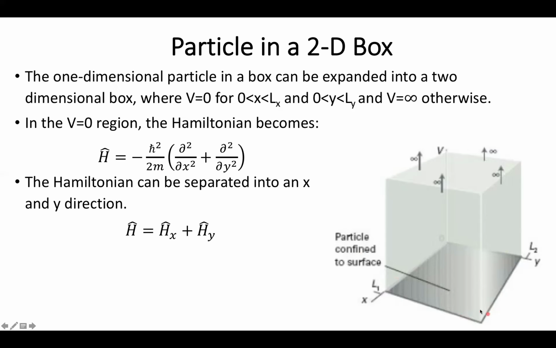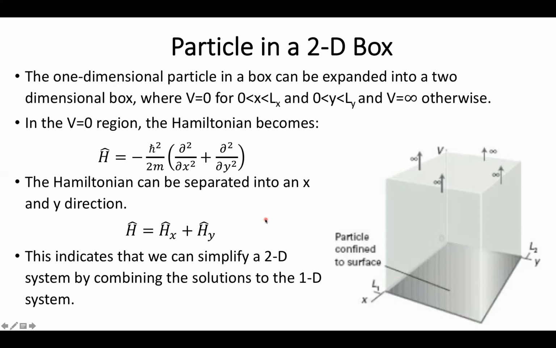Now, one of the biggest benefits of being able to separate out this Hamiltonian is that instead of dealing with one big complex equation, I've split my system into solving two simpler problems. Because if I can solve my one-dimensional Hamiltonian, I can do that twice. I can solve my general Hamiltonian. So that's actually not too bad.